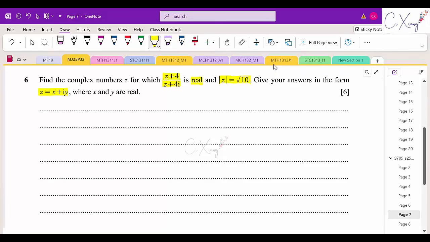Alright, we know that z is a complex number, right? And it is written as x plus yi. I want to use the very first information here first: modulus z equals square root 10.